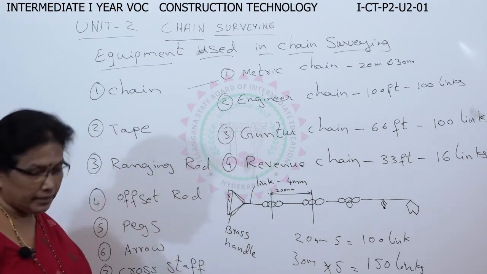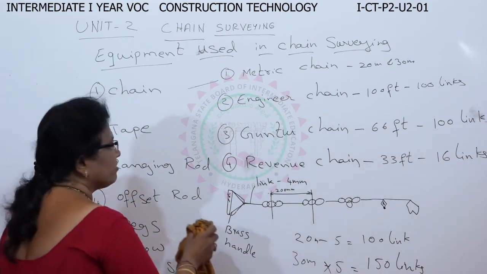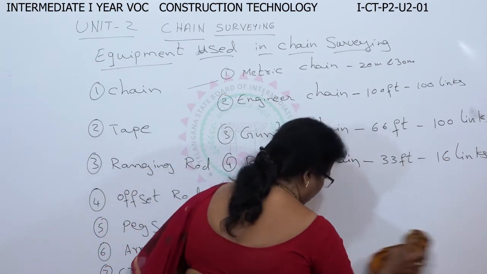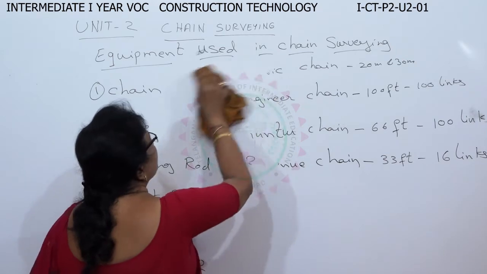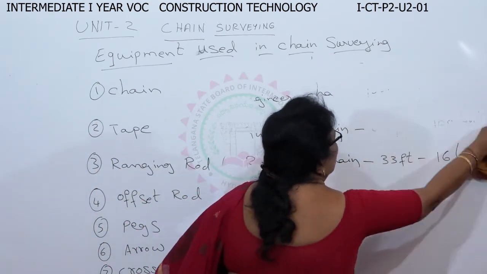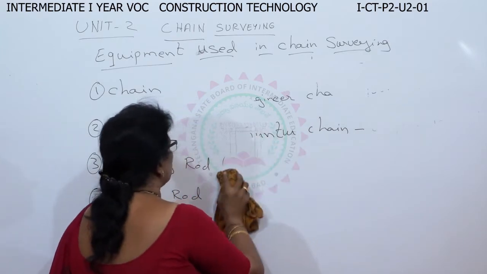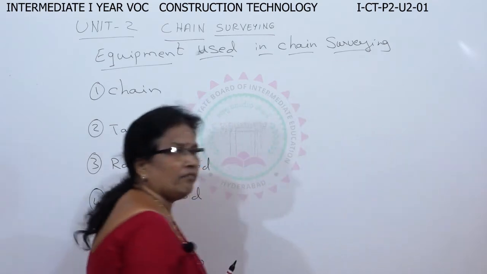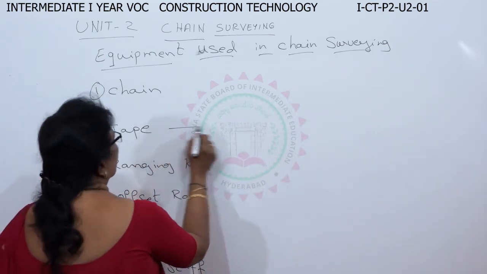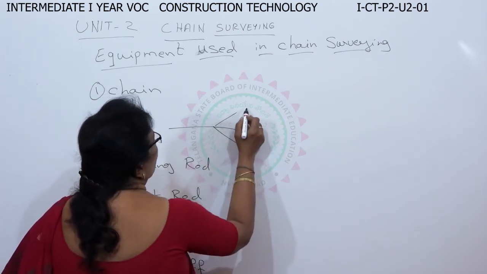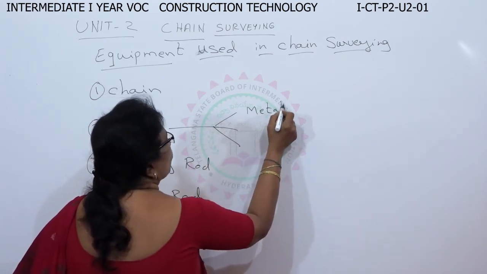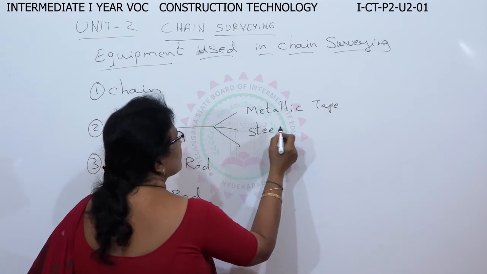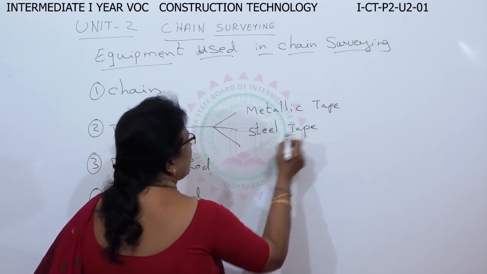Next, coming to the tape. You all know the tape. You might have seen the tape near the tailors, and everyone has a tape at home also. But that is of a little poor quality. It is not used for our engineering works to measure distances. We will use different types of tapes here, and you have 3 types of tapes. One is metallic tape. Next is steel tape and invar tape.